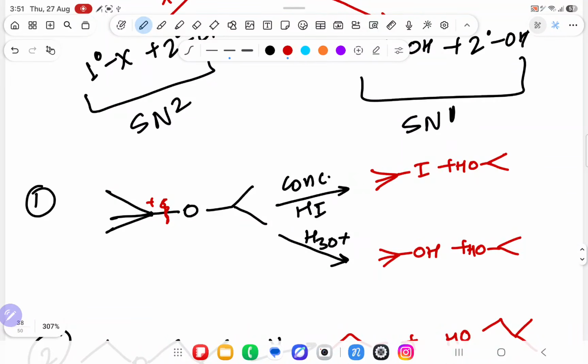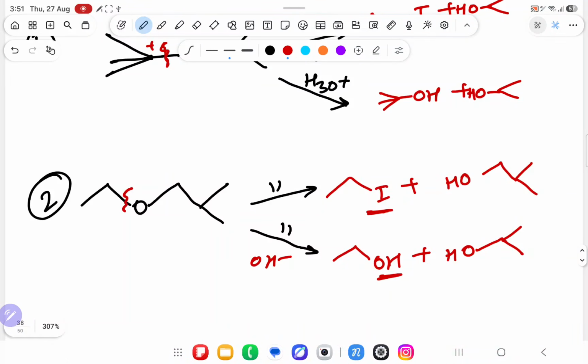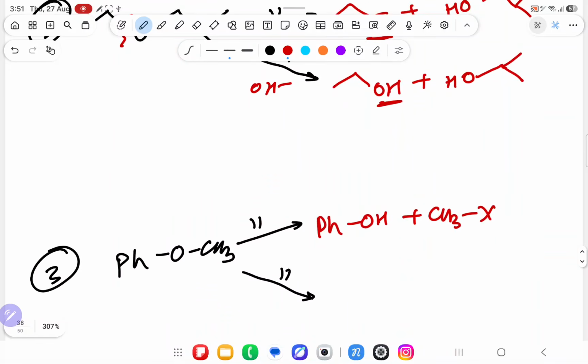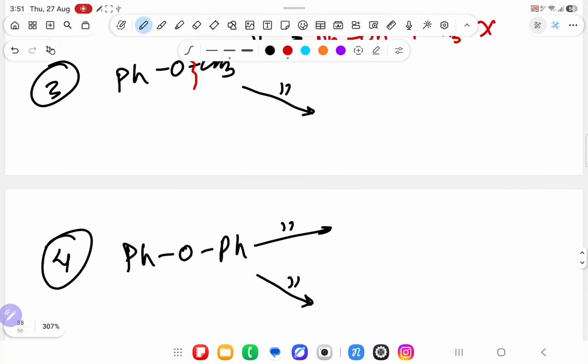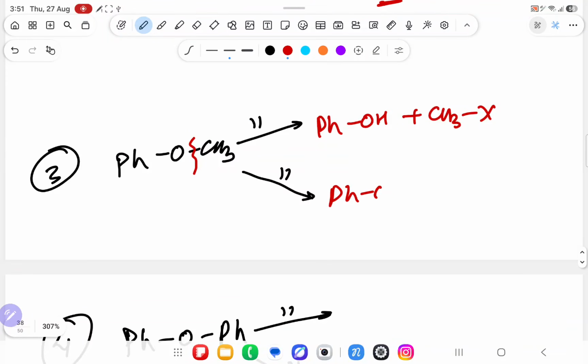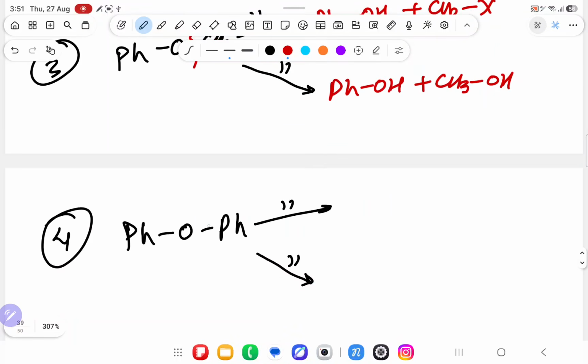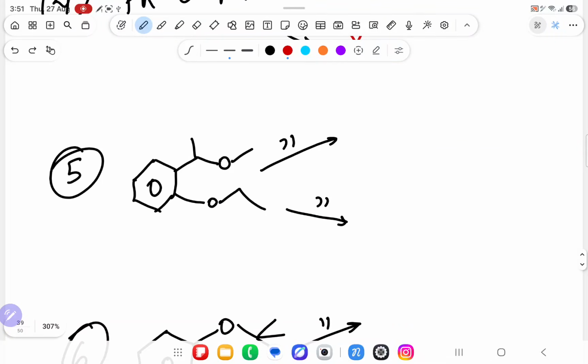Over here I will break from here. Over here, from where I am breaking, here I am breaking. Over here we will break from, what will you get? PhOH plus CH3OH, both will get OH. Over here are you able to break? No, at any place you can't break, because PhX will not come. This part is very important. From where will you break?